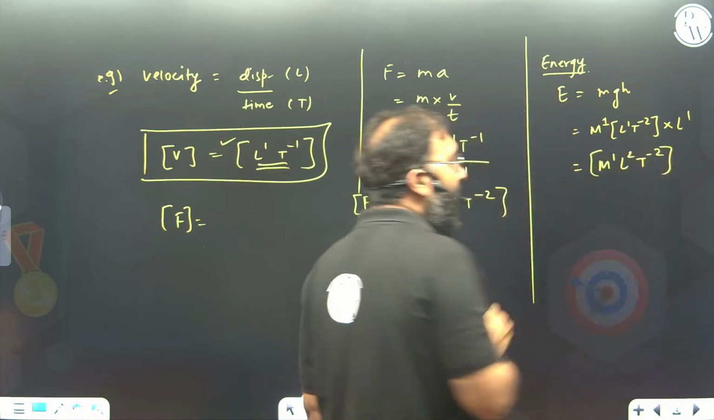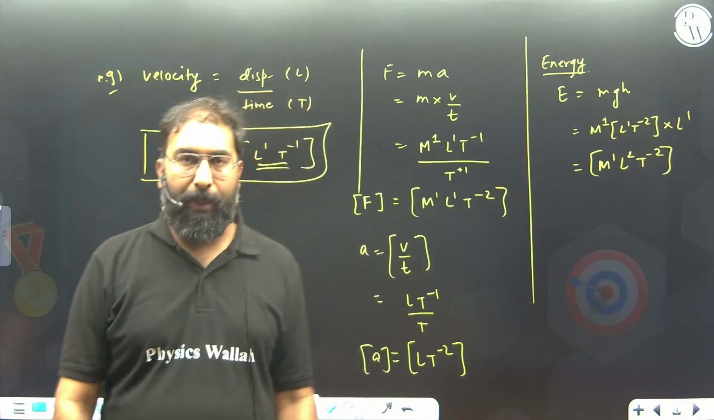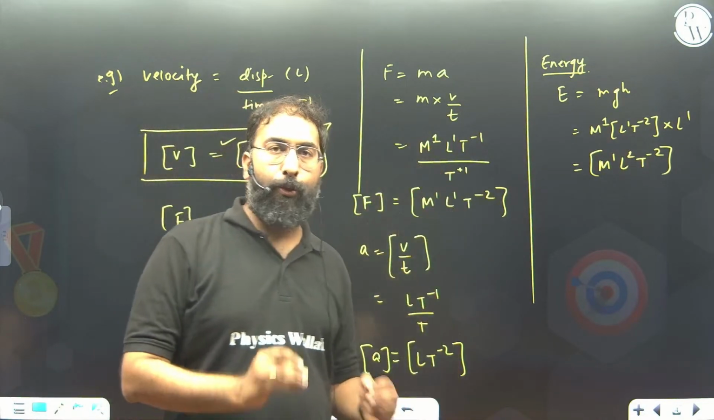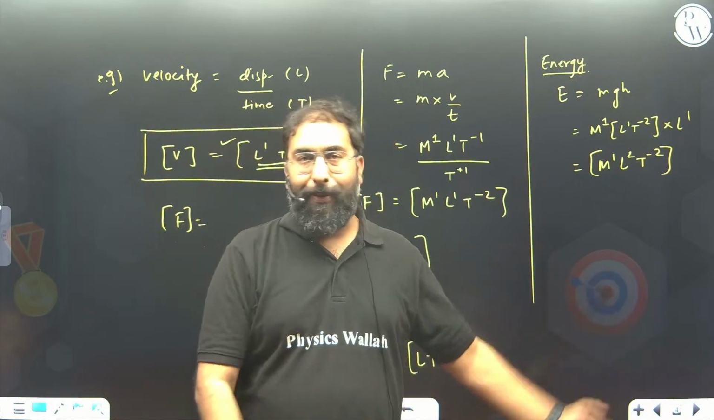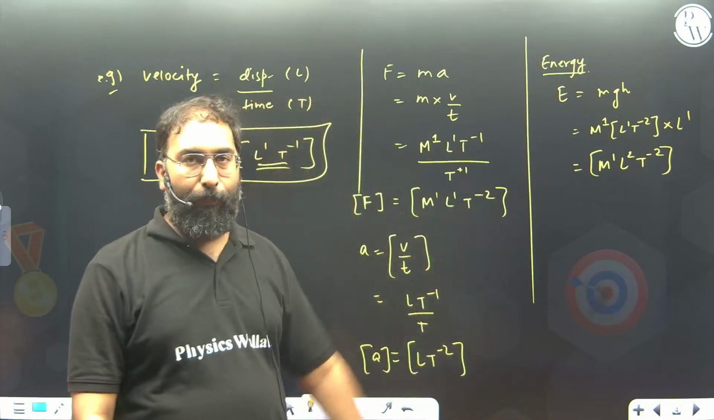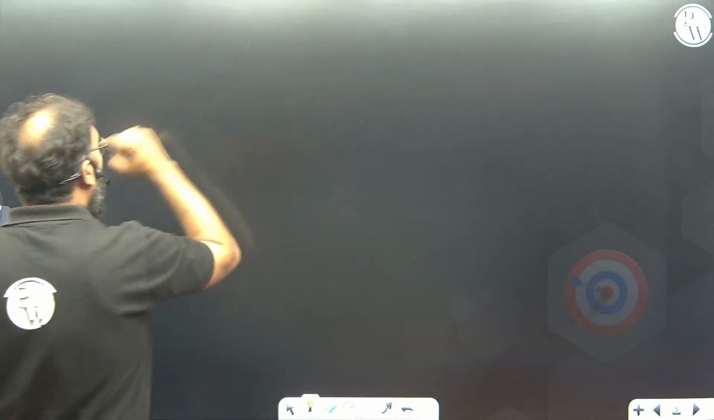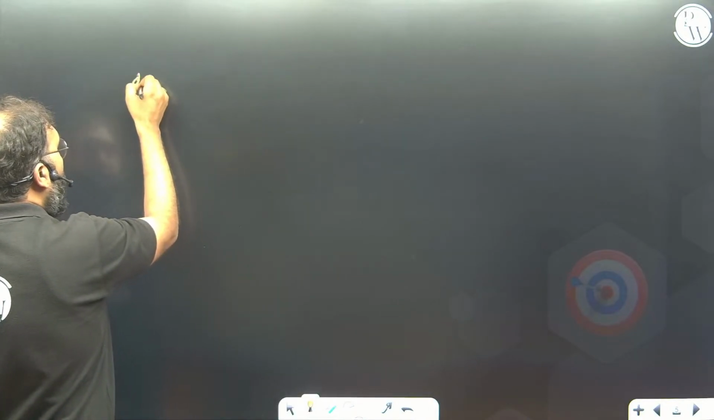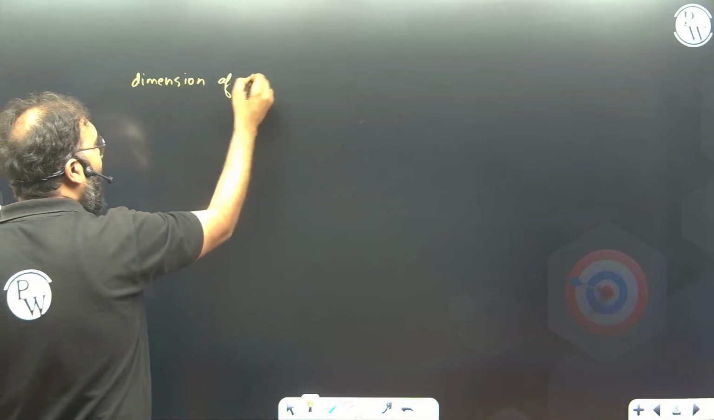So this way we can write down the dimension of any physical quantity. You just need to remember any one formula, and then you can use the basic formulas and find out the dimension of any physical quantity. I'll take one more example to make you understand. Let's say I want to write down the dimension of potential.